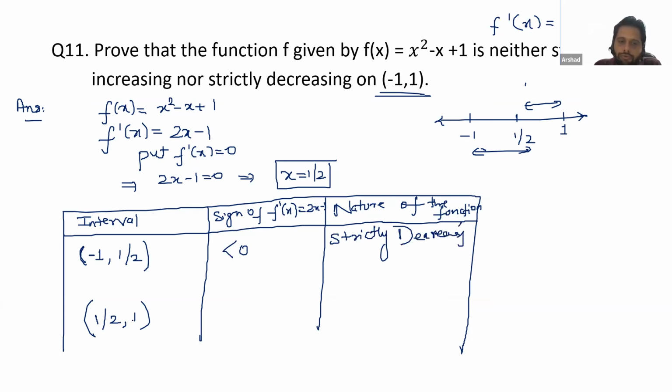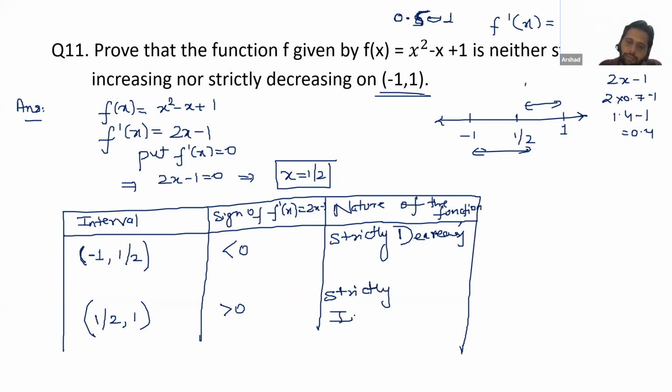Now for 1/2 to 1, between 0.5 and 1, anyone can give me a point? 3 by 4, 3/4. Or, for example, we will take x equals 0.7. We have 2x minus 1. Put 0.7 here: 2 into 0.7 minus 1, so 1.4 minus 1, which is 0.4. This is positive, so for this interval f dash x is greater than 0. It's strictly increasing.